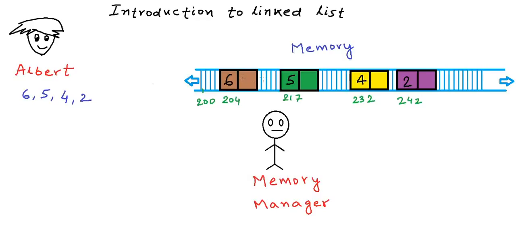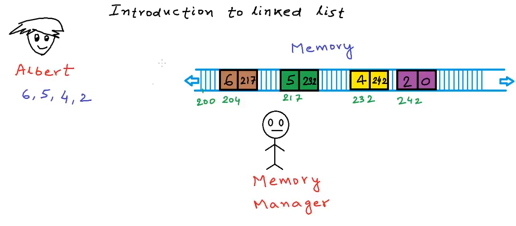In this example, in the first block, the address part would be 217, the address of the next block that stores 5, and in the second block, the address part would be 232. In the block at address 232, we will store the address 242, the address of the next block that stores number 2, and the block at 242 is the last block. There is no next block after this, so in the address part we can have address as 0. 0 is an invalid address. 0 can be used to mark that this is the end of the list. There is no link to the next node or next block after this particular block.